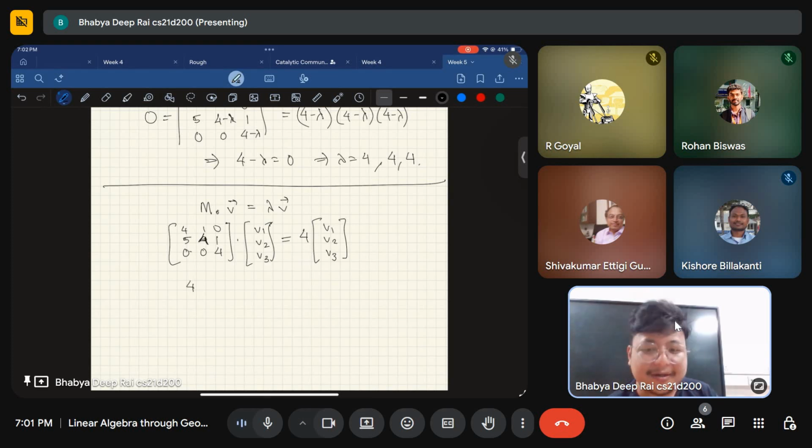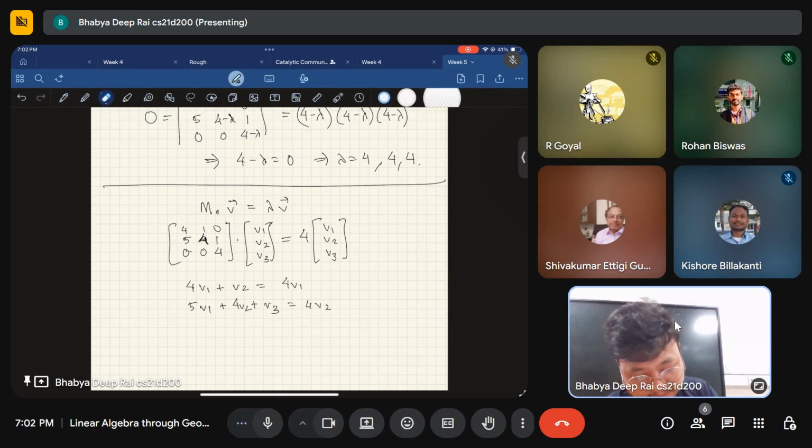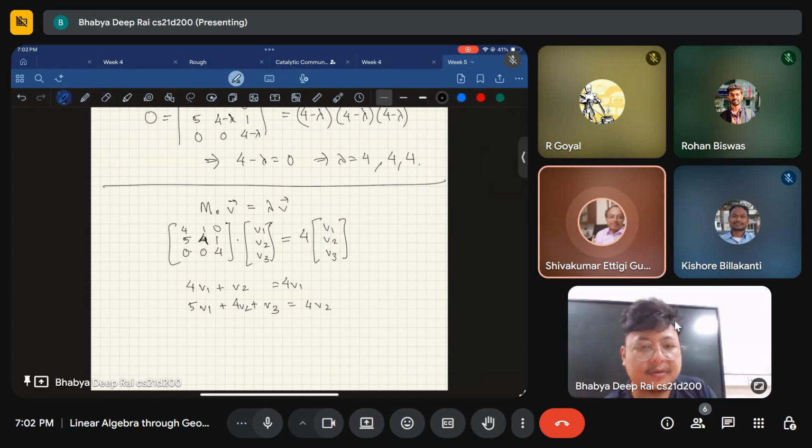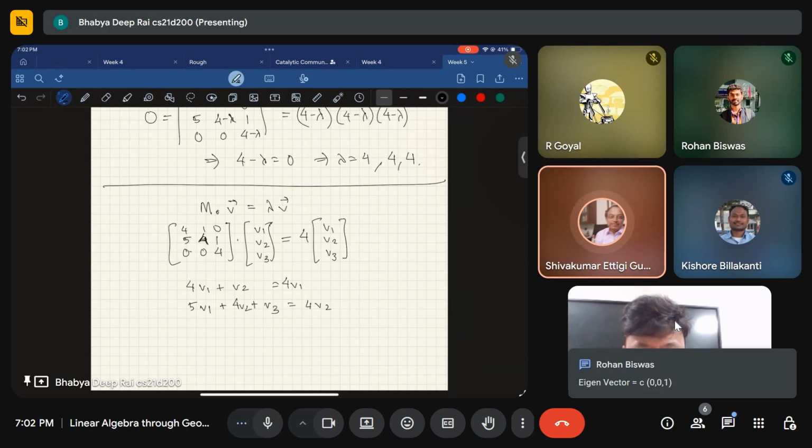Now we can write it as a system of linear equations, right? 4v1 plus v2 plus 0 equals 4v1. Then 5v1 plus 4v2 plus v3 equals 4v2, and one moment. The 5 will not come there. 5v1 will not come there. But why is that the case?